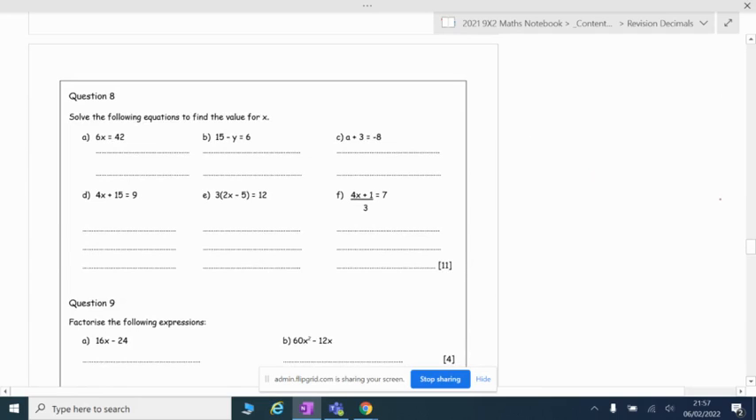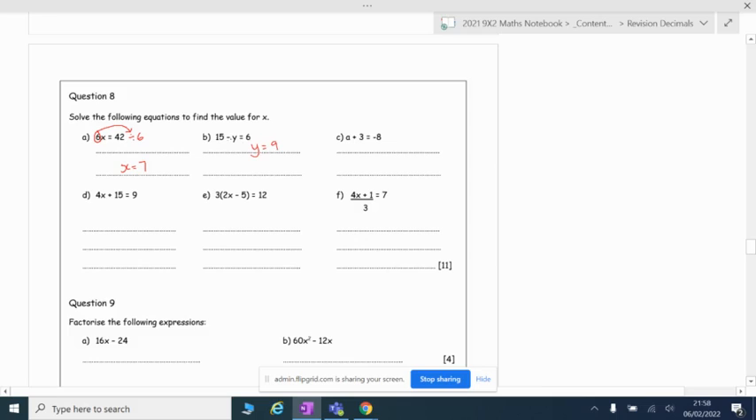Okay, magic bridge stuff. So when we're solving, we're moving things over the magic bridge to try and leave the letter alone. So here, that 6 is times in that x, and the opposite of times 6 is divide by 6. So x equals 7. Here, look, I don't want to go in just for a minute. Let's just do that one.